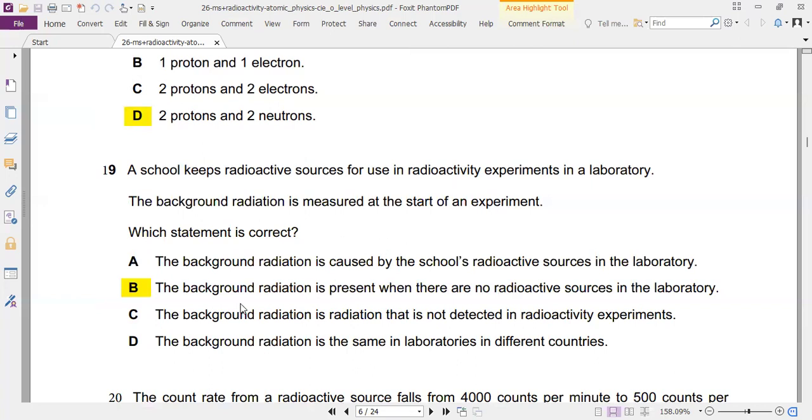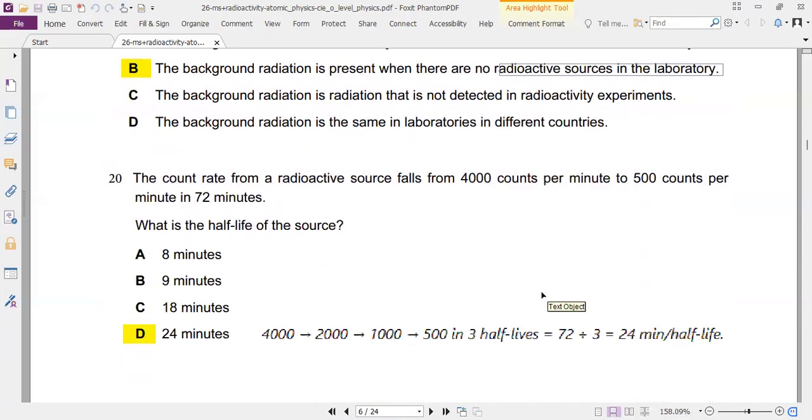Number 19. Well, asking about background radiation, and it is present always, even when there is no source. So B choice.